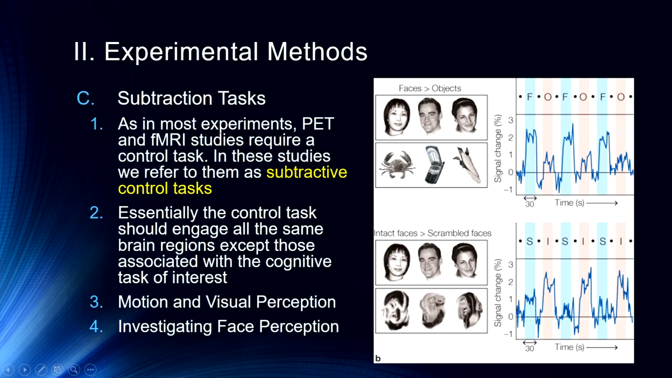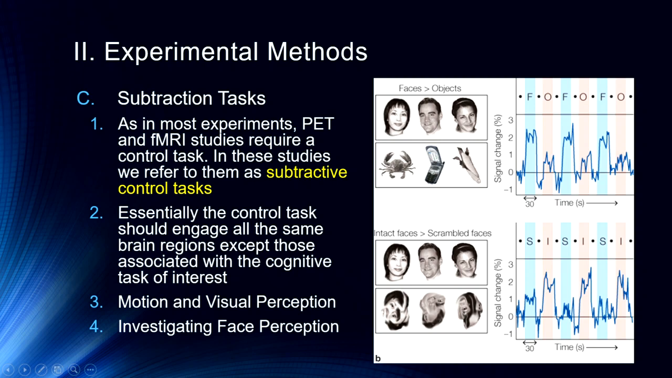Face perception, and we're going to get to this later in the semester, is a whole other problem because it turns out there's really nothing like faces. There's a bunch of different things people try, and there are enough studies now that we basically know what parts of the brain are involved in faces. But here we have faces versus objects. So again, you can see the face trials versus the object trials in some part of the brain. And then here we have intact faces versus scrambled faces.